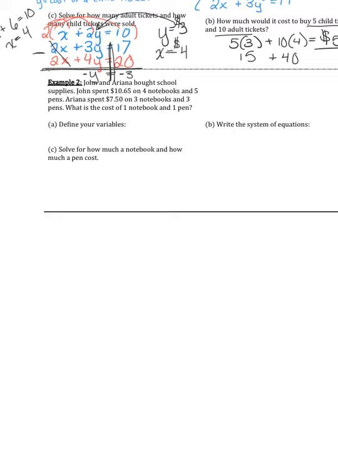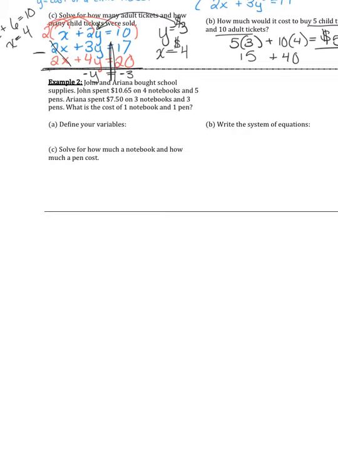So what they're asking me, the cost of a notebook, so cost of a notebook and pen are my variables. So I would say x will be cost of a notebook, just because they kind of state that first.